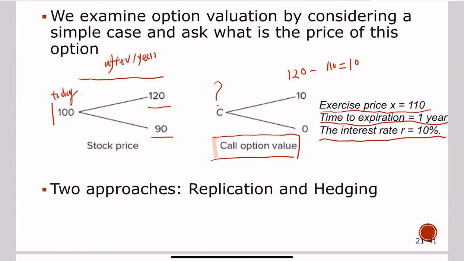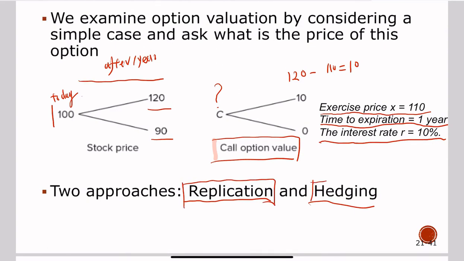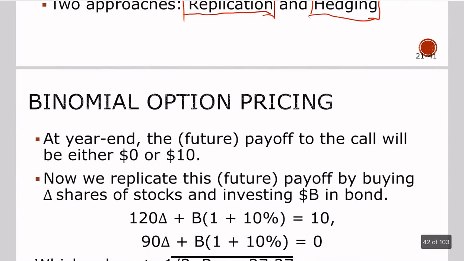And to find out the value of this call, we will talk about two approaches. The first is replication. The second is hedging. If you have taken my Corporate Finance 2 class, possibly you have learned about replication. But unless you have taken advanced corporate finance, I would guess generally you have not learned about hedging. Okay, so let's look at the first approach, that is replication.